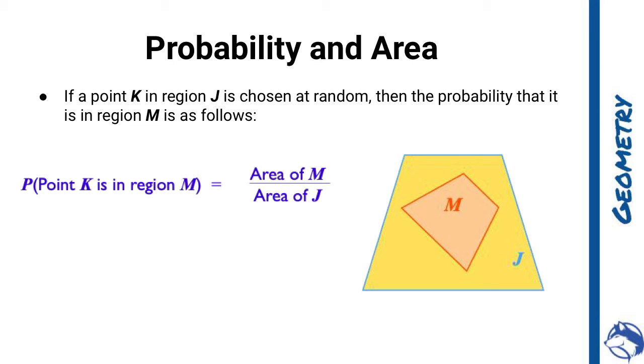So the way that we figure this out is we take the area of M and we divide it by the area of J, because area is that entire shape and I have to choose a spot in that shape. And M is just a portion of it. And so that's how we go ahead and do that.